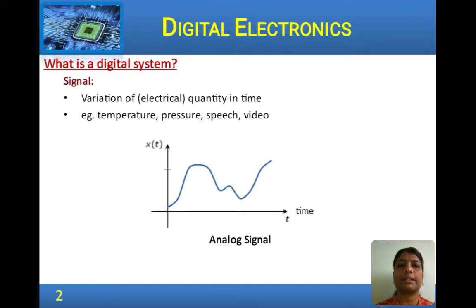Before looking into what a digital system is, we will try to understand the difference between analog and digital signals. First, a signal, it is a variation of quantity in time. For example, temperature. The temperature of a room varies continuously with respect to time. At any given instant, the temperature of a room has a specific value. So, this variation of quantity with respect to time is called the signal. Examples are temperature, pressure, speech, video, and if using a transducer any of these signals is converted to an electrical quantity, then it is called an electrical signal.